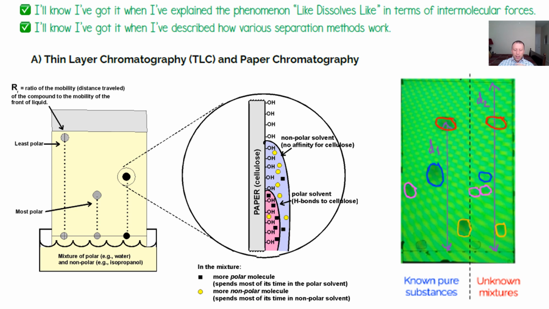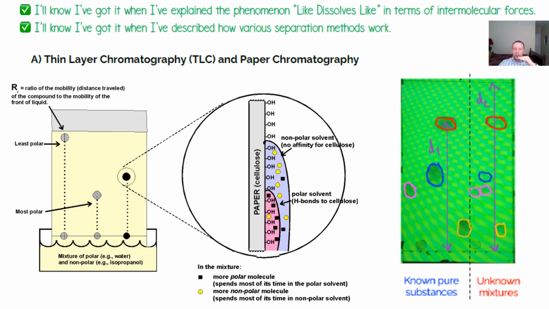So the process is you put little spots of either known things or unknown things at the very bottom of the paper or the plate, and you might need to dissolve it in a little bit of solvent and then put it on there and let the solvent dry so it has a spot at the bottom. And then you have a mixture of two solvents, a polar solvent and a non-polar solvent.